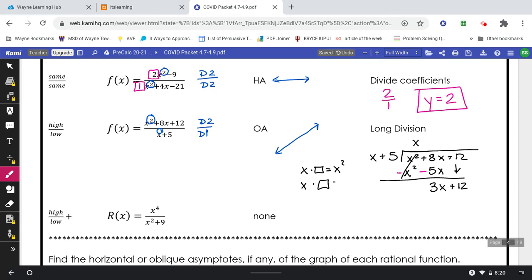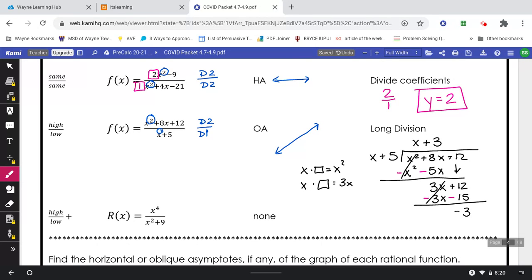X times what gives you 3x? That would be 3. Put plus 3 at the top. Multiply. 3 times x is 3x. 3 times 5 is 15. Step 3, subtract or change the signs. Cancel and combine.